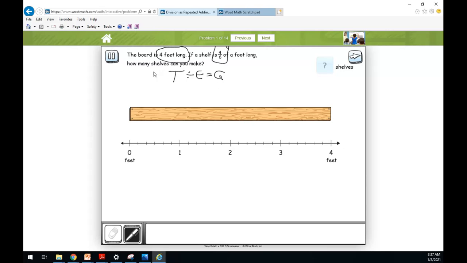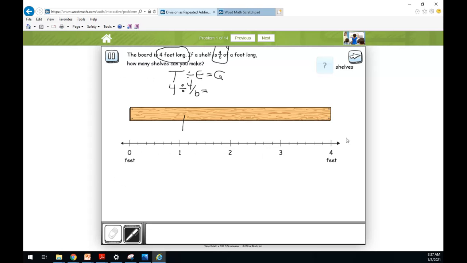I could write that expression as 4 divided by 4/6. In other words, this means how many of the second number, the 4/6, can I get out of 4 wholes? How many 4/6 are in 4 wholes? So here I have 1 whole represented by my 4 feet long board. And I want to cut this into 4/6. That's my each. That's the size of each group. And each shelf is going to represent 1 group.